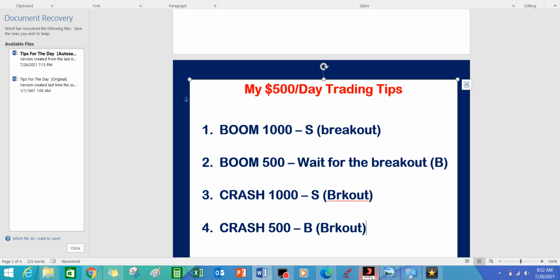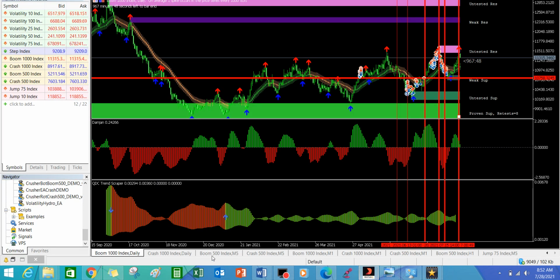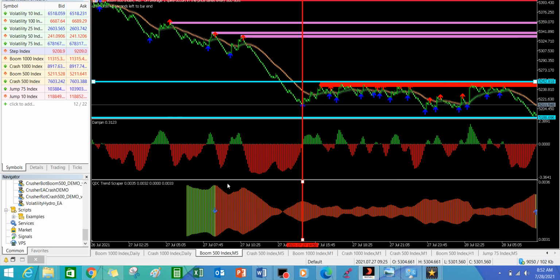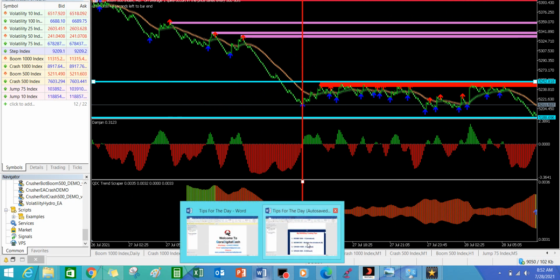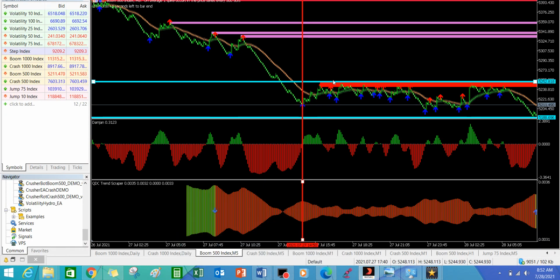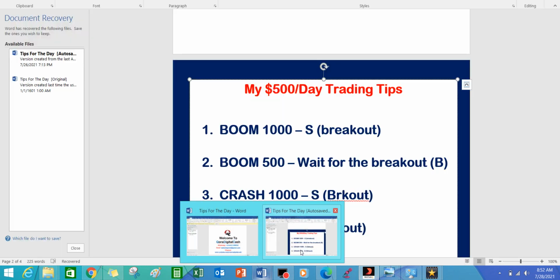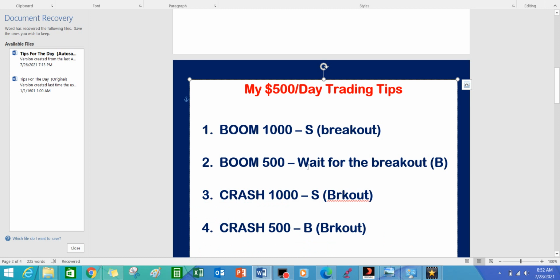For Boom 500, let me quickly check. Boom 500. Okay. I said you should wait for the breakout, which is the reason for putting this blue line right there. You can see it didn't break out from there, so that is a trade that you shouldn't trade, because I said you should wait for the breakout before you buy. Eventually it didn't break out. The resistance was so strong.